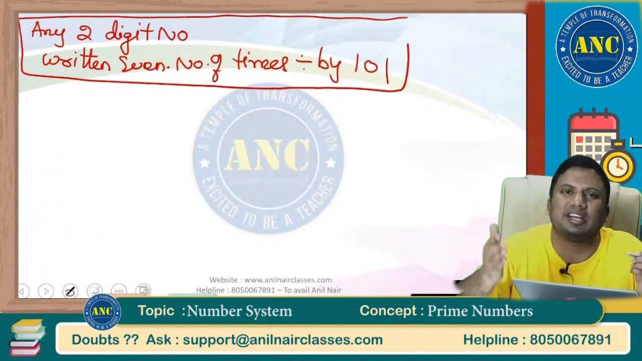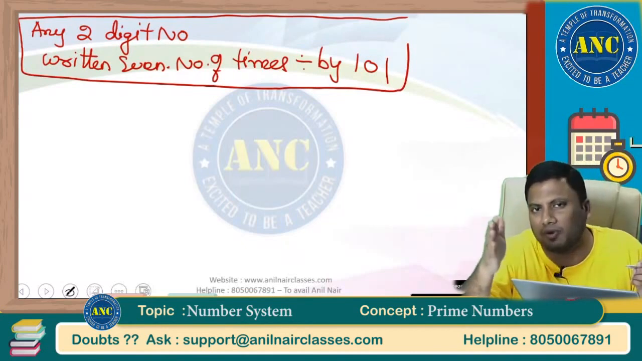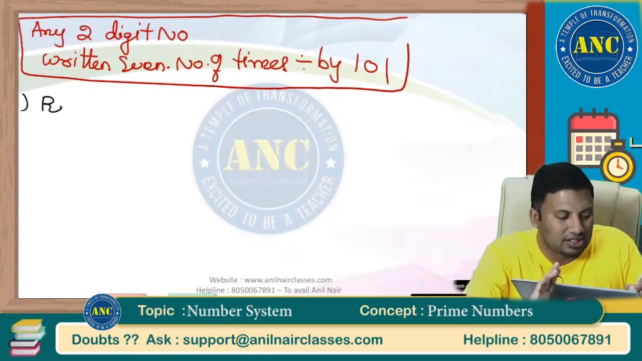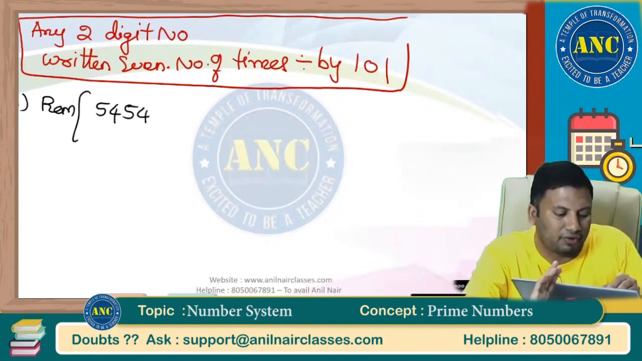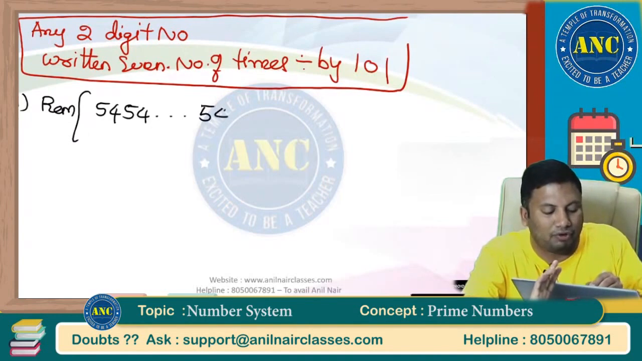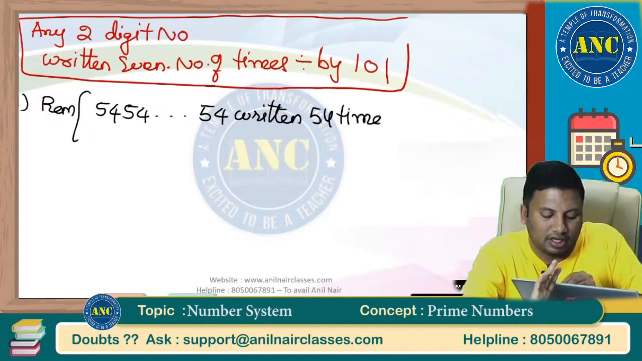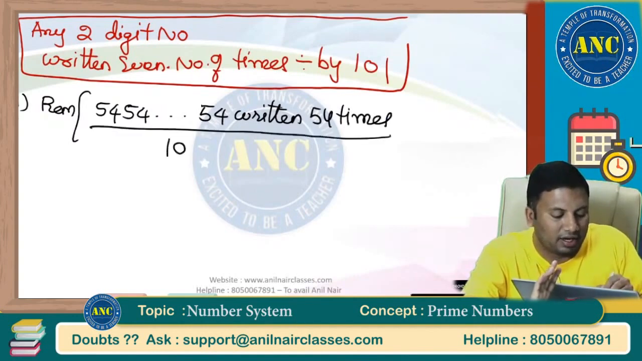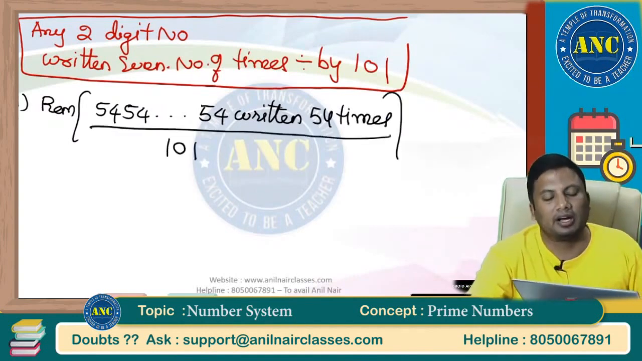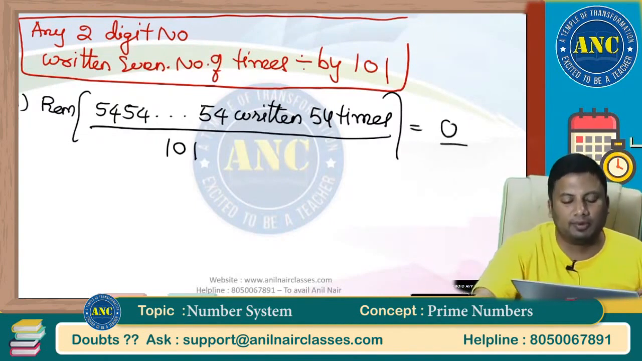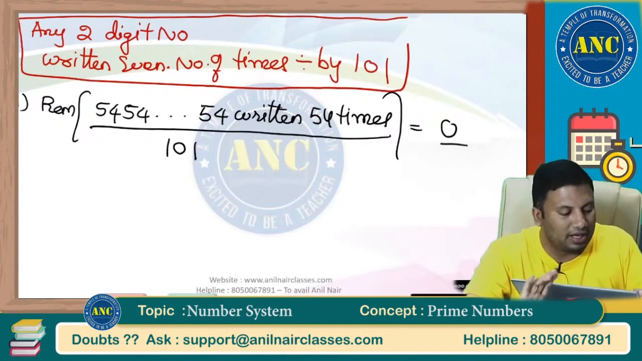Why? Because 36 divided by 101. Take a group of 2 digits, alternately plus and minus. Suppose the question is 54 written 54 times, divided by 101. Any 2 digit number written an even number of times is always divisible by 101. I hope the idea is clear.